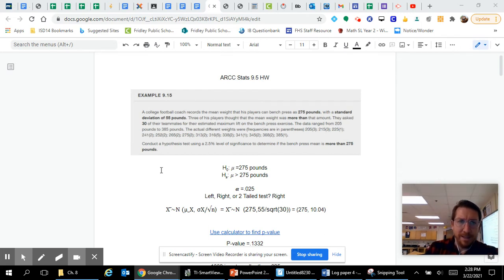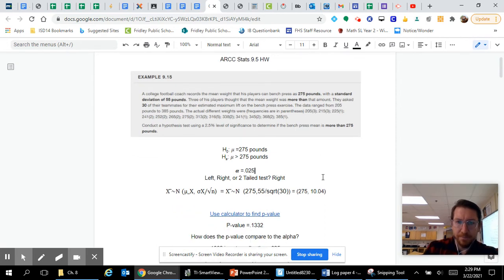So we want to conduct a hypothesis test using a 2.5% significance level to determine if the bench press average is more than 275. To write our hypotheses, the null hypothesis is equal to 275. The alternative, what we want to test, is greater than 275. They give us the significance level. If the significance level is not given, we'll assume 5%, or 0.05.